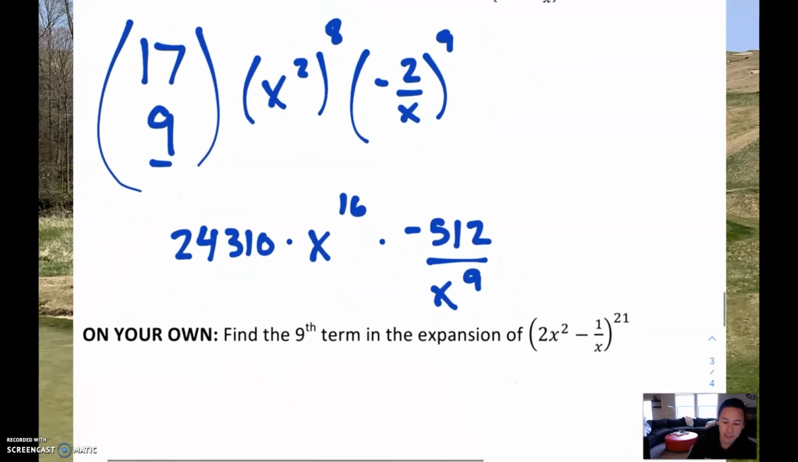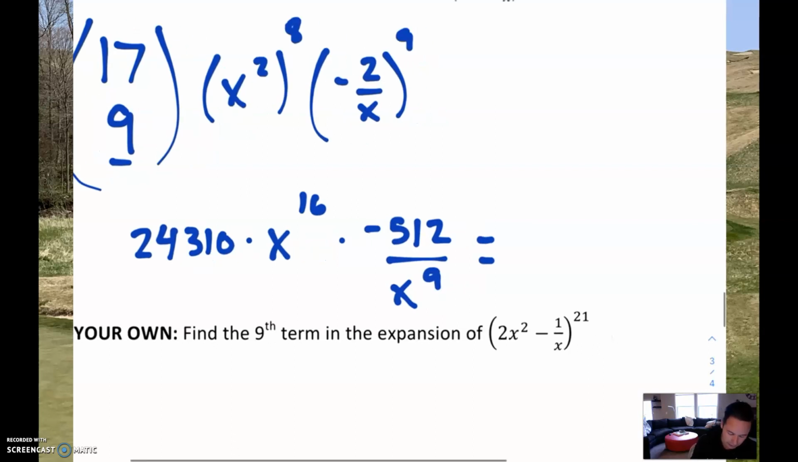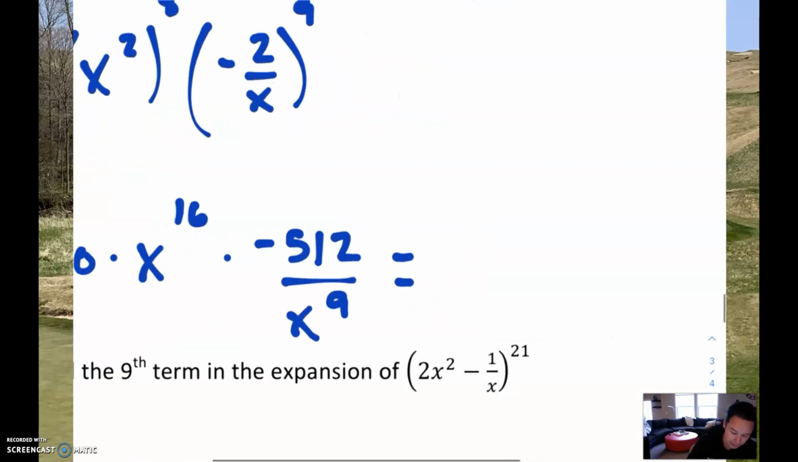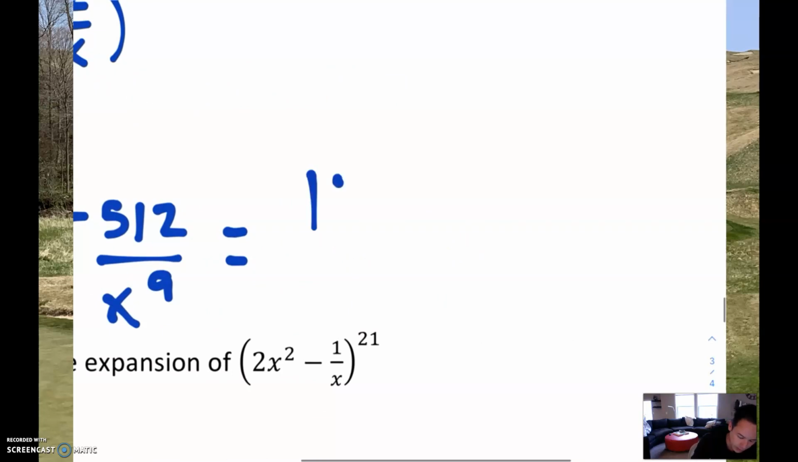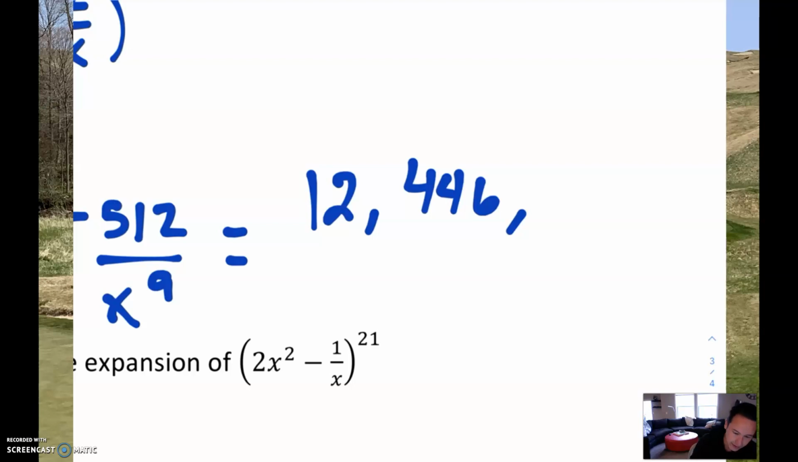And some exponents will end up canceling out. So x to the 16th on top, x to the 9th on the bottom. 9 of them cancel out. So you will be left with 7 of them. So if we multiply straight across, we're going to get, once again, a really big number. 12,446,720. And the final exponent is x to the 7th.